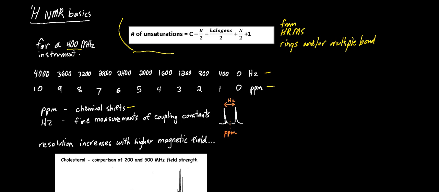But hertz values are still useful for measuring coupling constants, which we're going to talk a lot more about later. But say you had a doublet like this. The center of the doublet would be the chemical shift of that signal in ppm. The splitting is measured in hertz values like you see here, and I'll show you toward the end of this video how that's applied.